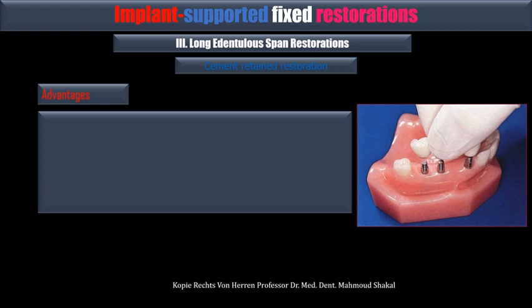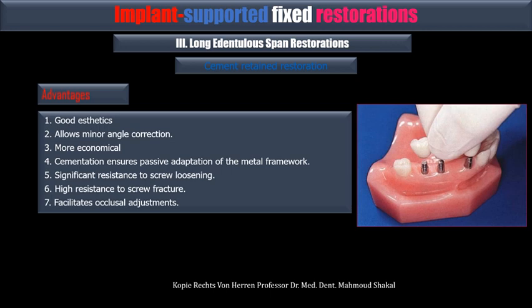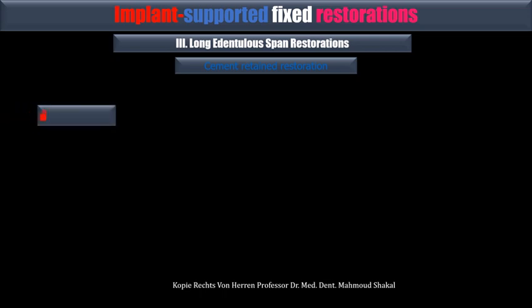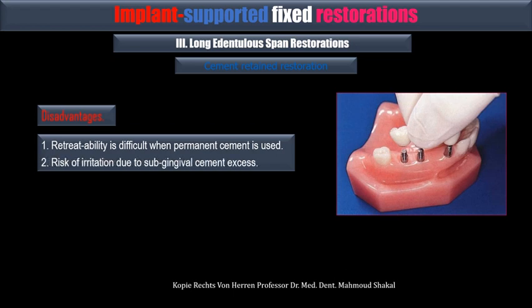Advantages of cement-retained restoration: good aesthetics, allows minor angle correction, more economical, cement ensures passive adaptation of the metal framework, significant resistance to screw loosening, high resistance to screw fracture, and facilitates occlusal adjustments. Disadvantages: retrievability is difficult when permanent cement is used, and risk of irritation due to subgingival cement excess.